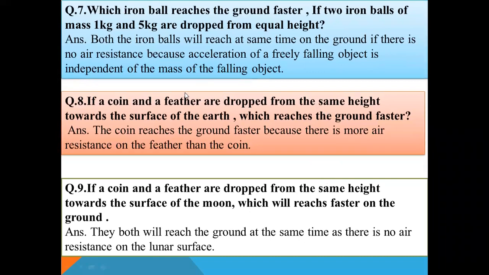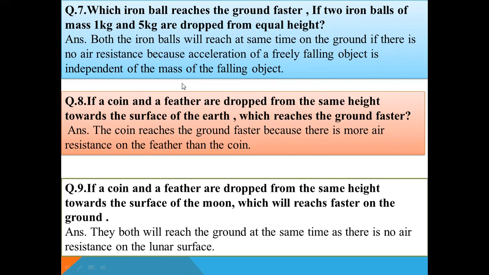Here are some conceptual questions. Which iron ball reaches the ground faster if two iron balls of mass 1 kg and 5 kg are dropped from equal height? Most people think that the 5 kg iron ball reaches the ground faster, but this is wrong. Please remember it, mind it.